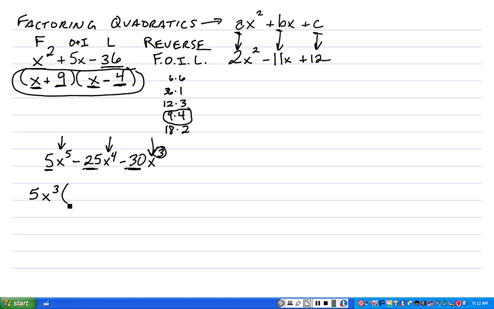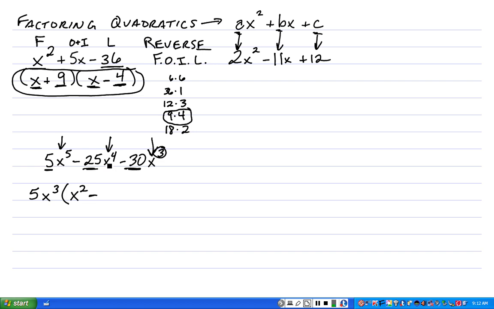Okay, so if I pull a 5x to the 3rd out of 5x to the 5th out of my first term, then that would just leave me x squared, because 5 divided by 5 would be a 1, and then x to the 5th divided by x to the 3rd would be like saying 5 minus 3, which is x squared. Right, my minus sign.